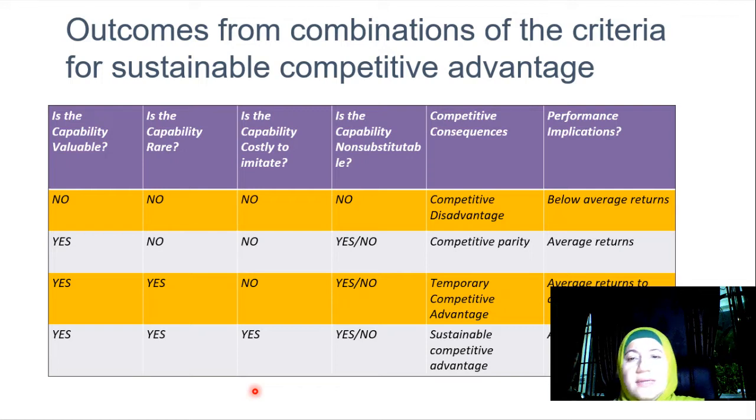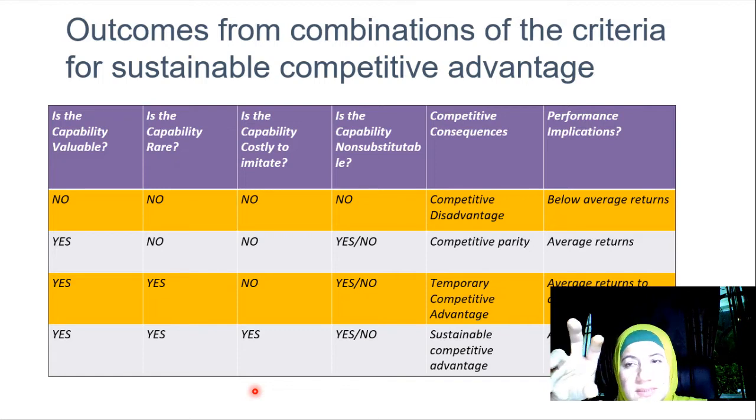And then you will relate to the performance implications, whether it is below average, average, or above average. So for instance, like number one, if you find your four criteria are no, then obviously the consequence is your company is at a competitive disadvantage, and your performance is understood to fall below the average return.